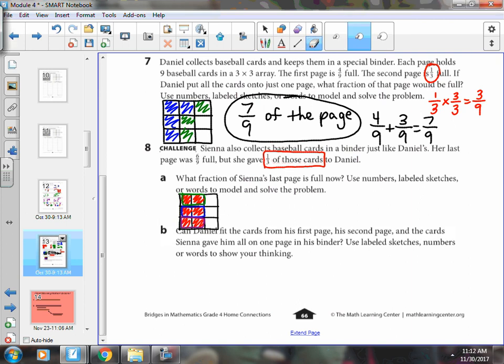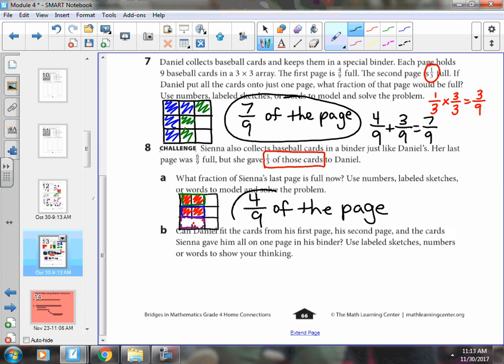I am literally going to flip my pencil around. Up here it's my smartboard eraser, but flip your pencil around and erase 1/3 of those cards. And those are what she's giving to Daniel. So I'm going to erase that and that. What fraction is left? 4/9 of the page is my final answer. So again, the confusing part was not she gave 1/3 of the page, 1/3 of a whole page to Daniel. She gave 1/3 of her cards to Daniel.